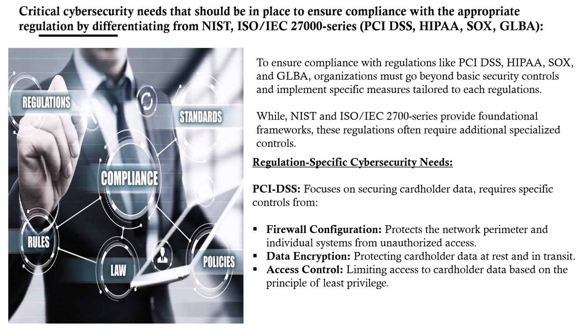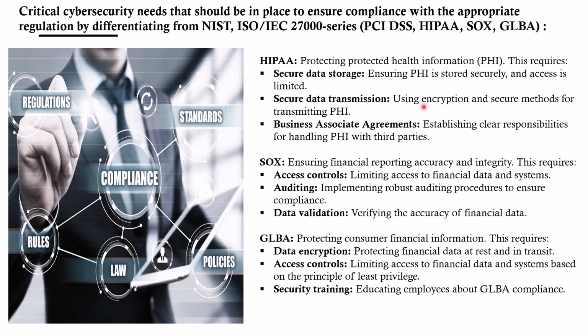So the PCI DSS focuses on securing cardholder data and requires specific controls. Again, this should be familiar: firewall configurations, protecting the network perimeter and individual systems from unauthorized access; data encryption, protecting cardholder data at rest and in transit; access control, limiting access to cardholder data based on the principle of least privilege. And we got the HIPAA regulation, that's protecting protected health information, PHI.